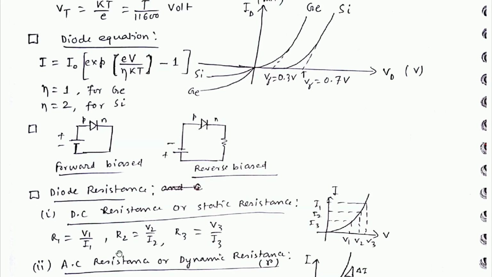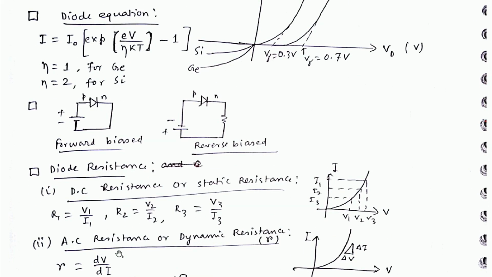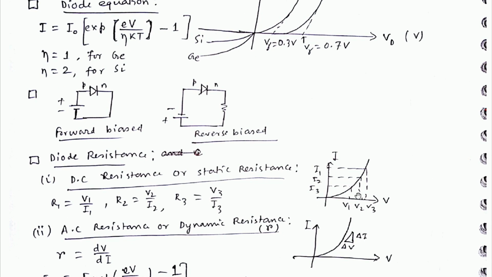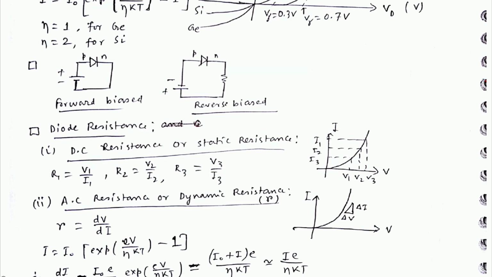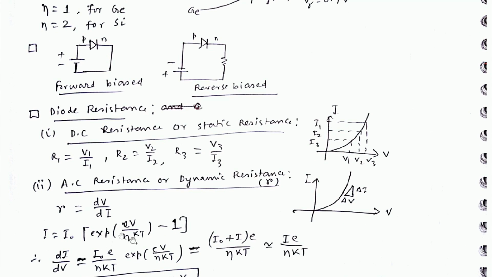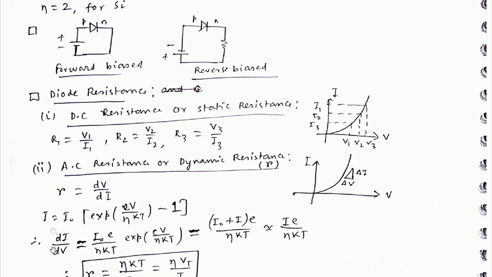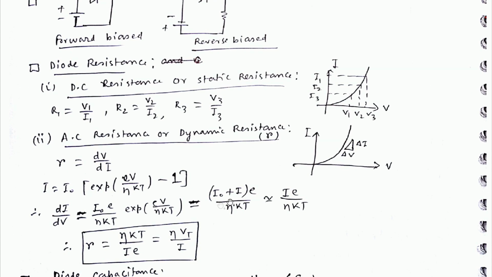Diode resistance: two types of resistances are there, DC resistance or static resistance, and AC resistance or dynamic resistance. As you can see, R1 equals V1 by I1, R2 equals V2 by I2, R3 equals V3 by I3. This is DC resistance. But when we calculate AC resistance or dynamic resistance, R equals dV by dI. I equals I naught into exponential eV by eta kT minus 1. If you take the derivative, you get I into e by eta kT. If you neglect I naught with respect to I, then the AC resistance R equals eta kT by I into e. So kT by e equals Vt, so R equals eta Vt by I.